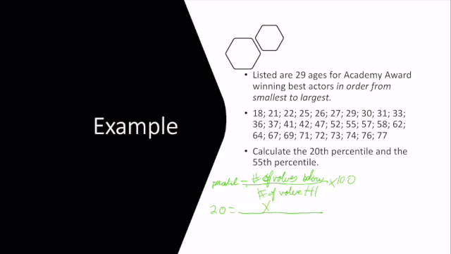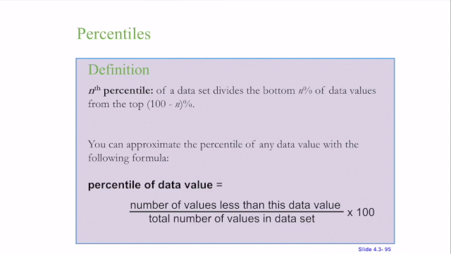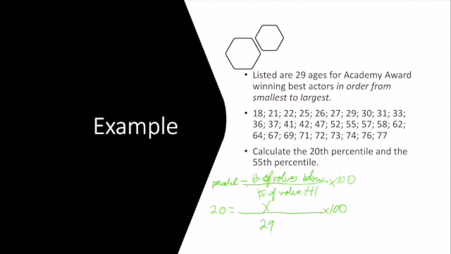I don't know the number of values below, but I know the total number of values is 29, times 100. So I'm going to go ahead and solve for x. First I multiply both sides by 29, then I divide by 100, and I find that x equals 6. So let's count 1, 2, 3, 4, 5, 6. But it's the number of data values less than it. So 29 marks the 20th percentile.